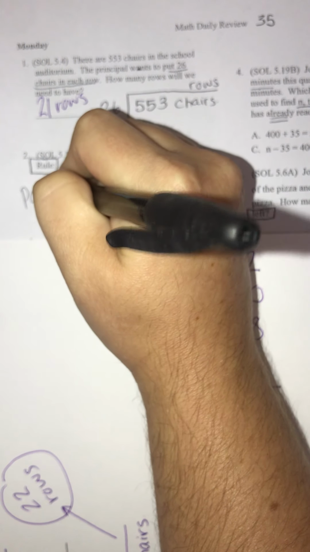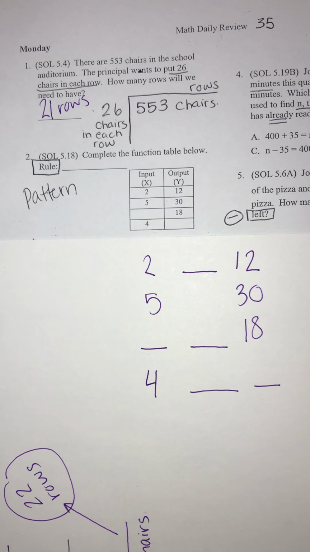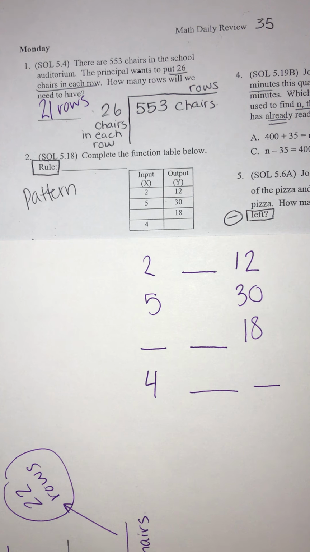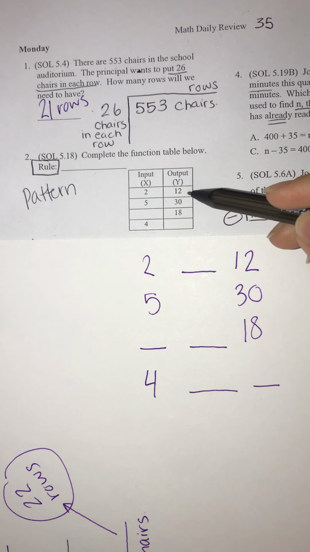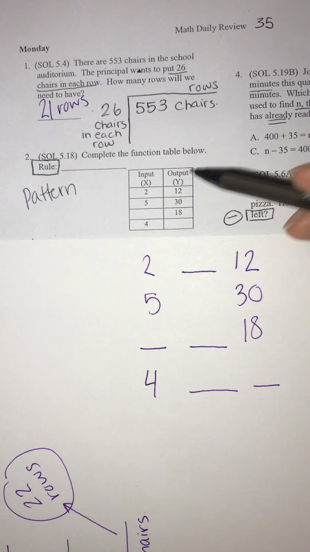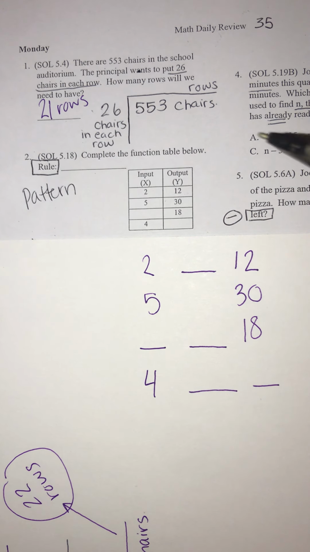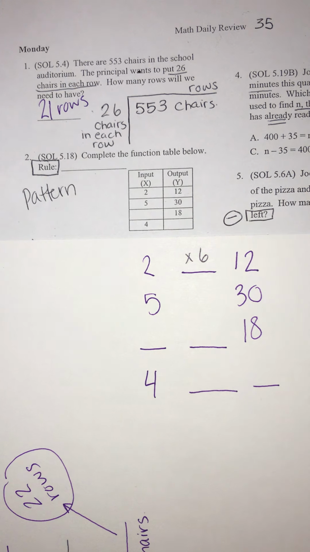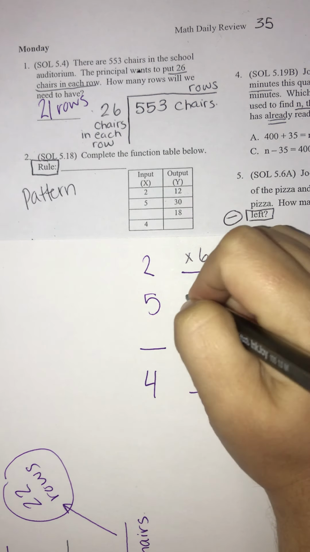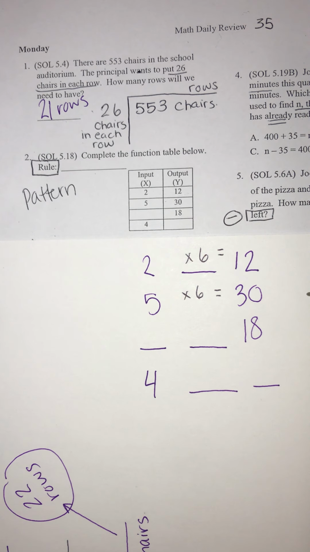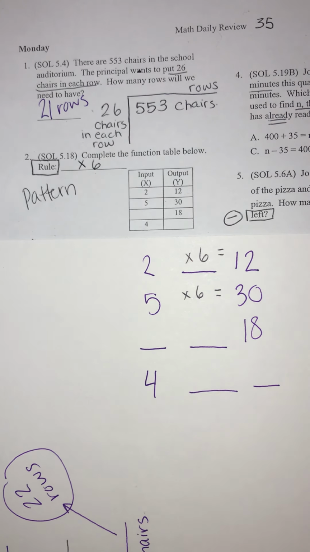So finding a rule is essentially finding a pattern. And we're going to need to use math. We're either going to use addition, subtraction, multiplication, or division. So if I put 2 in and a larger number comes out here, I need to find some sort of relationship. So for example, I know 2 times 6 equals 12. And I'm going to try to keep checking that rule as I go down. So for example, 5 times 6 equals 30. So let's say that the rule is times 6.